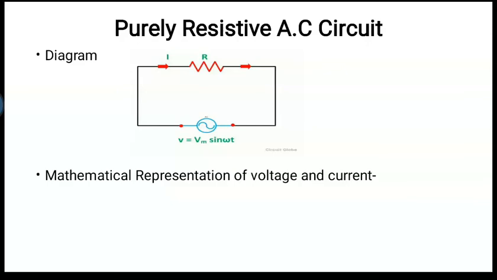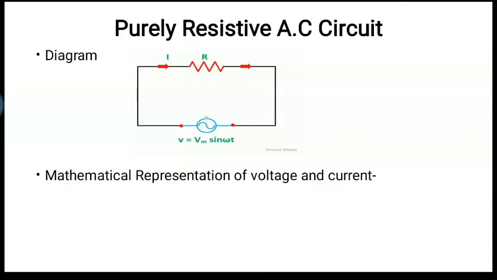Okay, now what do you mean by the purely resistive circuit? In the exam sometimes they ask purely resistive circuit, purely inductive circuit, or purely capacitive circuit. So in these types of questions you have to remember 4 points. First one is diagram, second one is mathematical representation. I hope you all know now what you mean by mathematical representation. Third one is waveform, and fourth one is phasor diagram. Okay, so let us go through one by one.